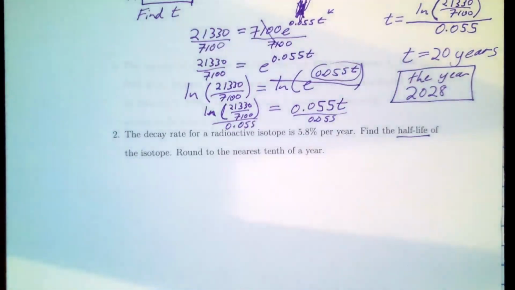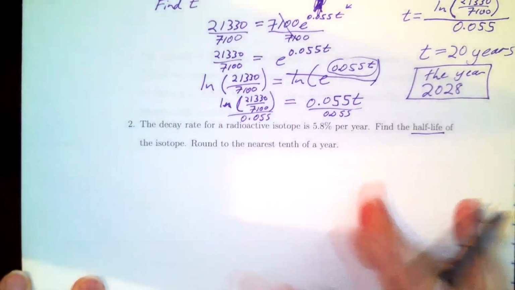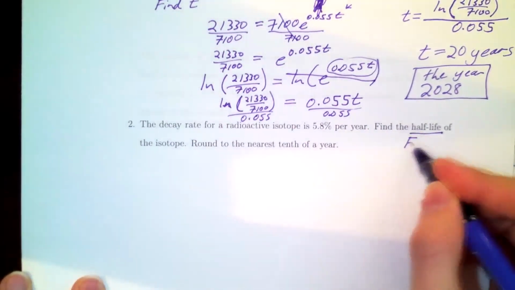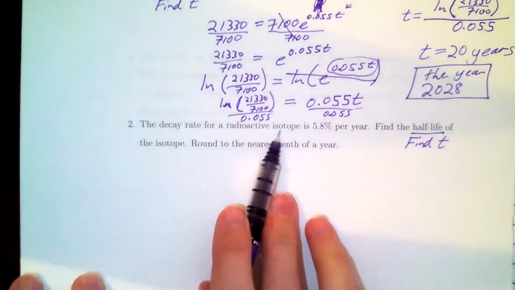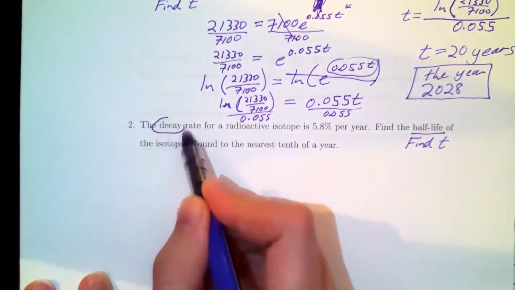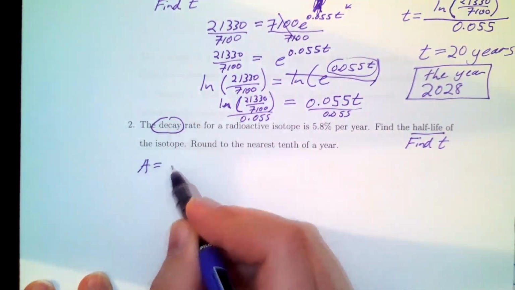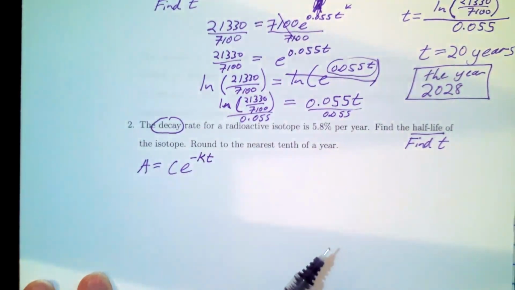So let's take that idea over here. In order to answer this question, it says find the half-life. That means it wants you to find the time it takes for half of this radioactive isotope to decay. That means that I need to settle on a model. Now, because I'm talking about something decaying, I will use the exponential decay formula, Ce to the minus kt, instead of Ce to the positive kt.